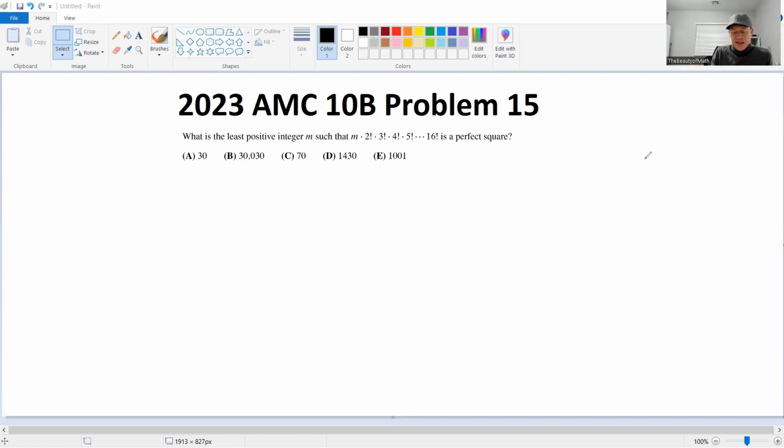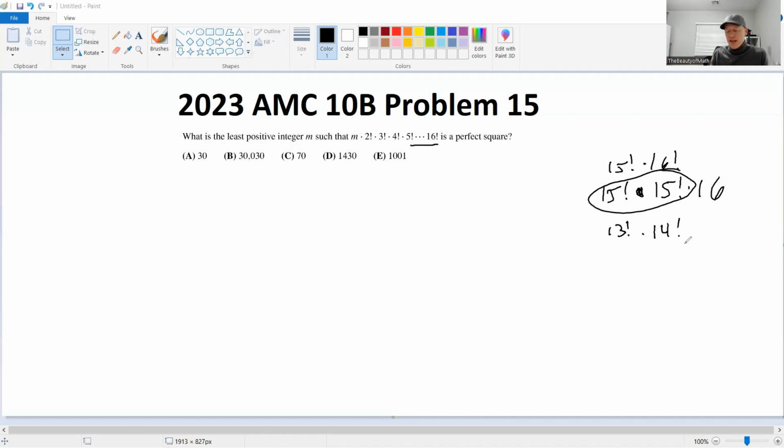So the way that I did it is I said, well, at the back end of this expression of factorials is 15 factorial times 16 factorial. And if I look at that, that's really 15 factorial times 15 factorial times 16. And so these together are a perfect square, whatever it is, right? And I can do the same thing with 14 factorial and 13 factorial. Peel off the 14 and the 13 factorials will be a perfect square.